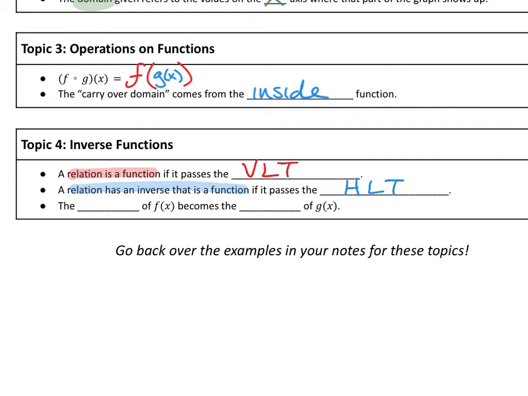Remember also that the range of the original function f of x becomes the domain of g of x, and by g of x, mark that out, we really mean the inverse of f. So the range of f becomes the domain of the inverse. So we've got to make sure that we check the domain of that beginning function so that it becomes the domain of my inverse function.